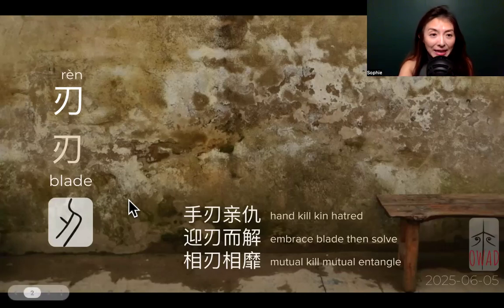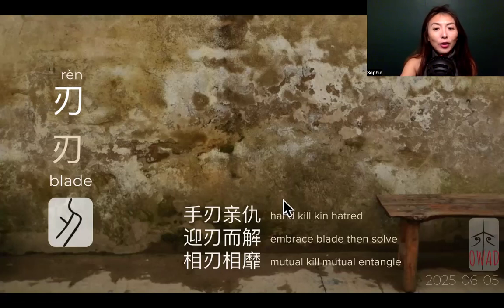So here is blade, 刃, okay, 手刃亲仇. When we say 手刃, of course, when you kill, you use your hand, right? So it means you personally do it. You hand kill, and 亲仇, 亲 means your blood tie, so I translate as kin, and 仇, hatred. So when we say 仇, it means somebody who, I guess, harmed our interest. It's your enemy, so to speak.